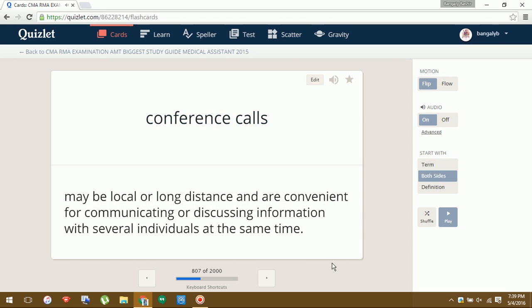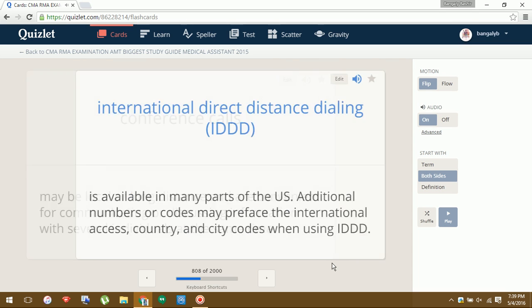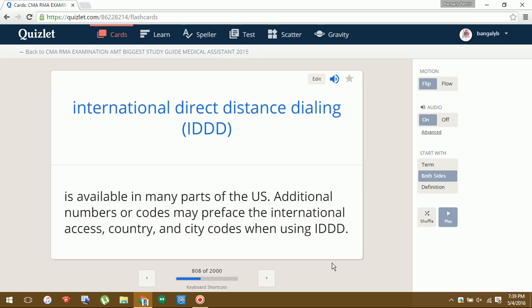Conference calls may be local or long distance and are convenient for communicating or discussing information with several individuals at the same time. International direct distance dialing is available in many parts of the U.S. Additional numbers or codes may preface the international access, country, and city codes when using IDDD.